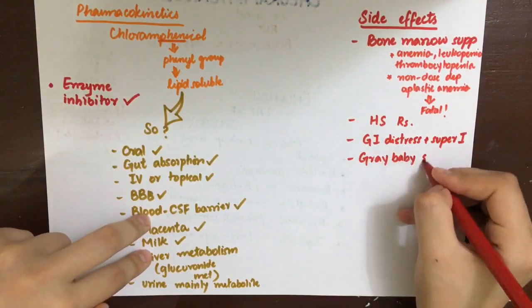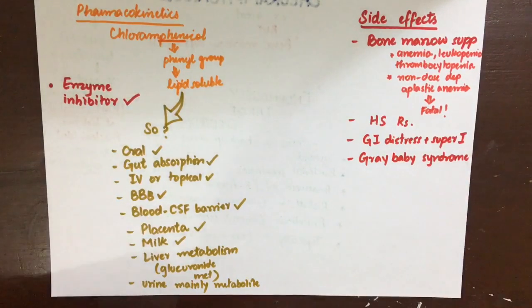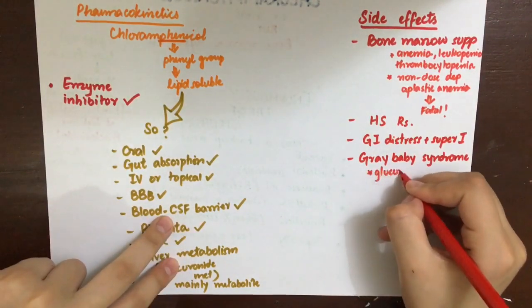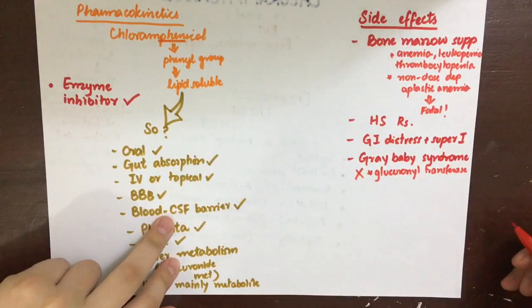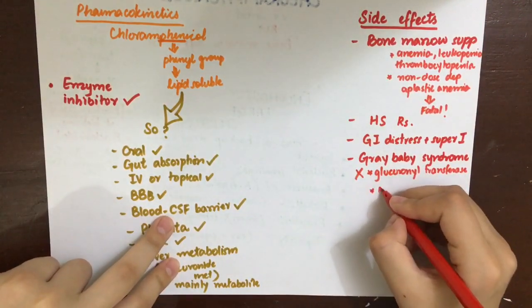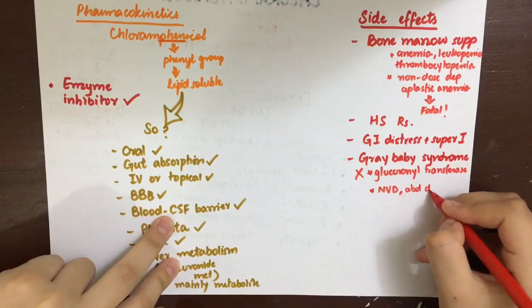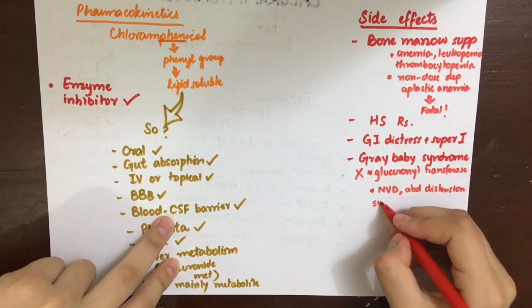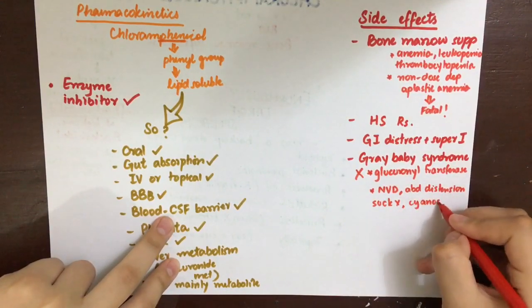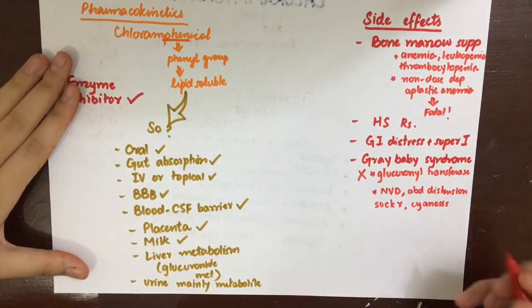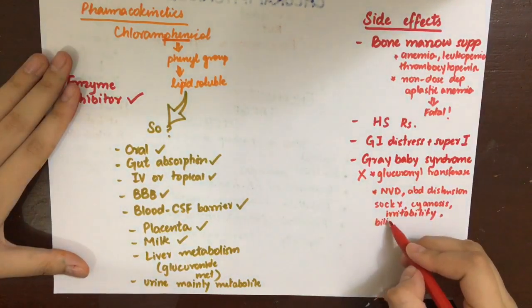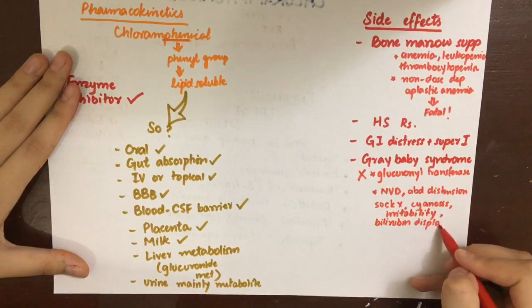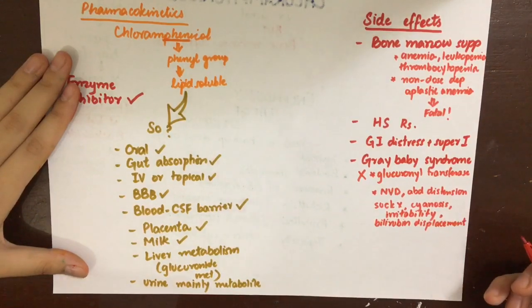An important side effect is gray baby syndrome, because babies or neonates do not have glucuronide transferase enzyme in their liver and are not able to metabolize the chloramphenicol that is administered, so it will accumulate in the body and also displace bilirubin, leading to kernicterus and also an ashy skin, nausea, vomiting, abdominal distension, poor suckling, cyanosis, irritability, circulatory collapse, etc.